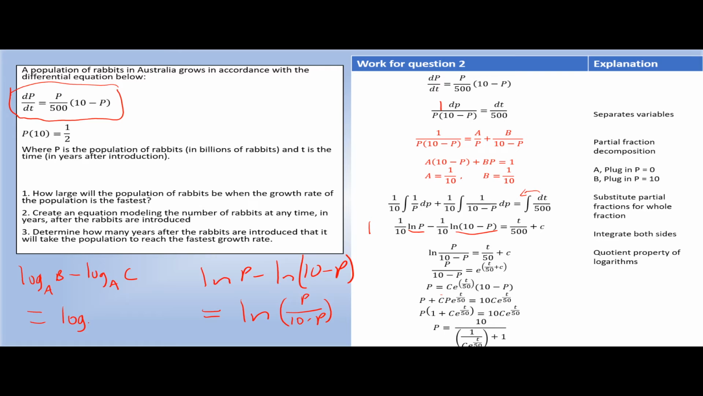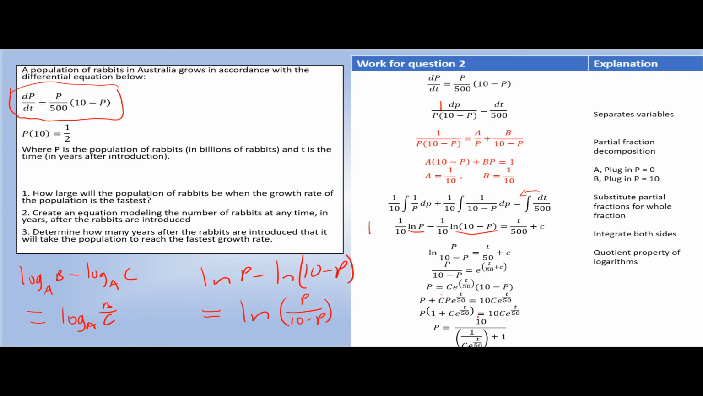There we go. Log base a of b over c. Does that answer your question? I got a thumbs up. I'm going to say that's okay. Alright.